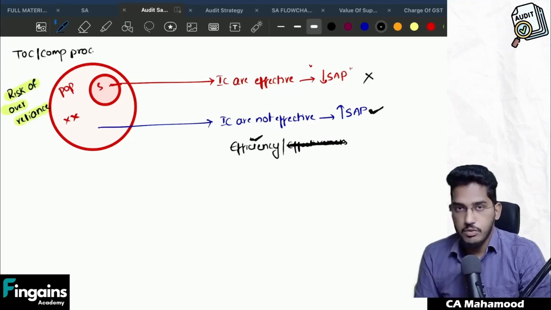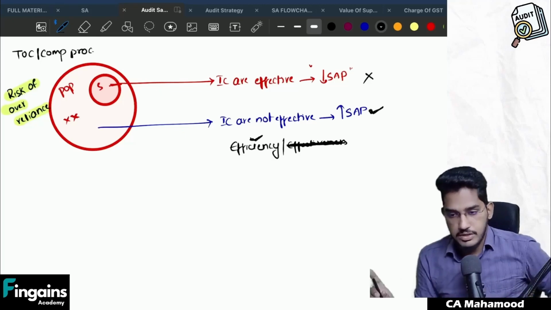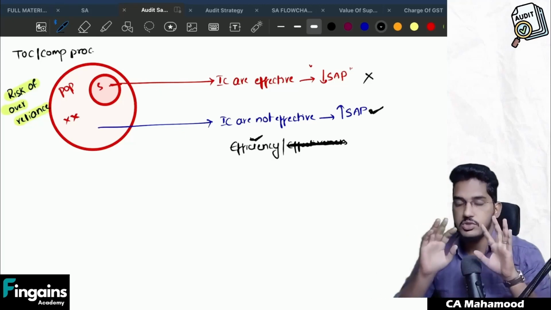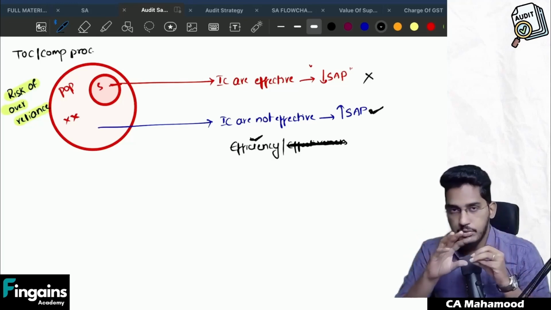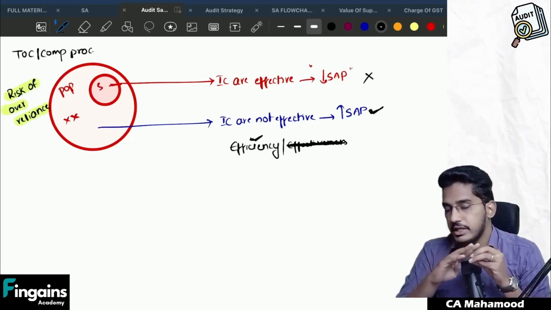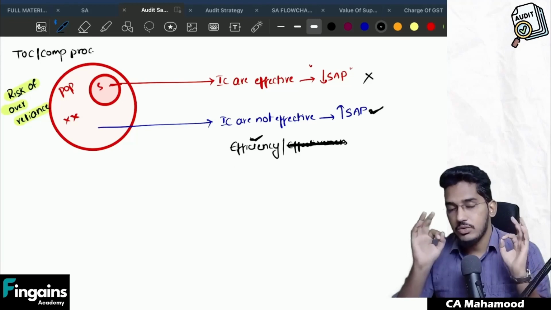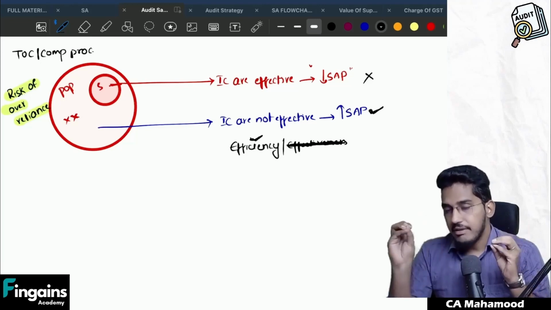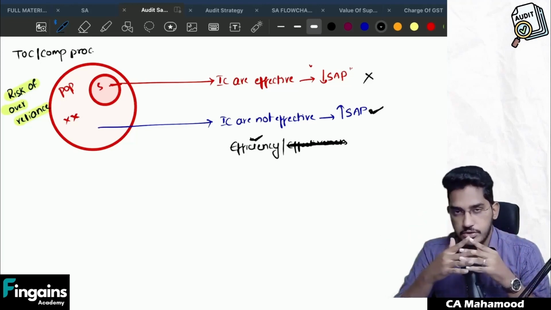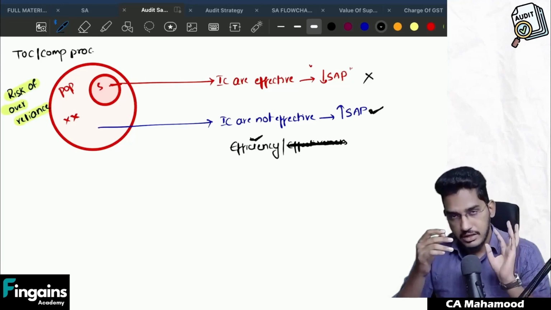So again, I will do a recap. Sir, what is risk of over reliance? So I take a sample of internal controls. In that sample, I did not find any deviation. I concluded controls are working effectively. So I have taken a decision to perform less substantive audit procedures. But actually, there are deviations.